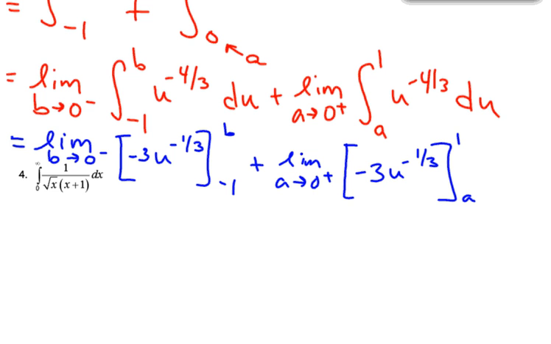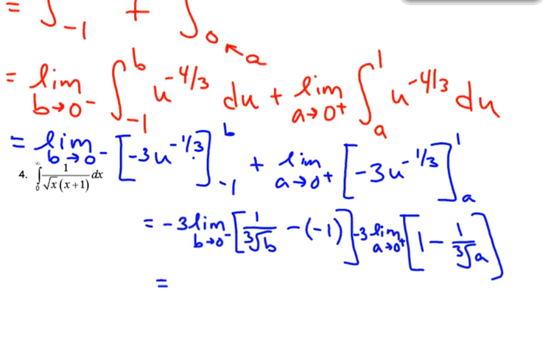Okay, so all I did in the blue line was integrate u to the negative 4/3. So negative 4/3 plus 1 is negative 1/3. Then you multiply with the coefficient of negative 3. Okay, so now the next line, again, I'm going to pause. So we're going to evaluate each of those from b to negative 1. Let's go ahead and pause it. Go ahead and solve it all the way out and see if we get the same answer.